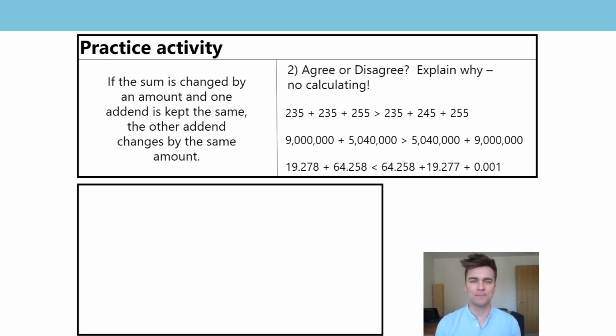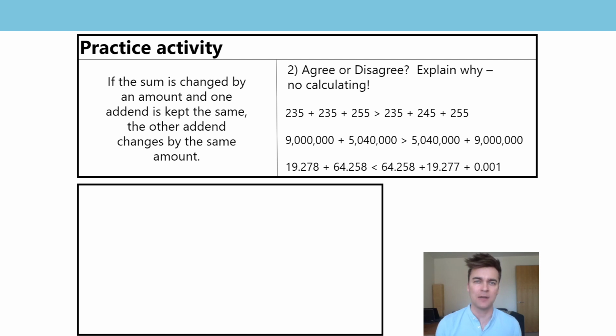Okay, part 2. Agree or disagree, explain why, no calculating. First one, read it with me. 235 add 235 add 255 is, I'm visualizing, greater than 235 add 245 add 255. Hold up for me to show me how you approach this and how you've shown me whether you agree or disagree.